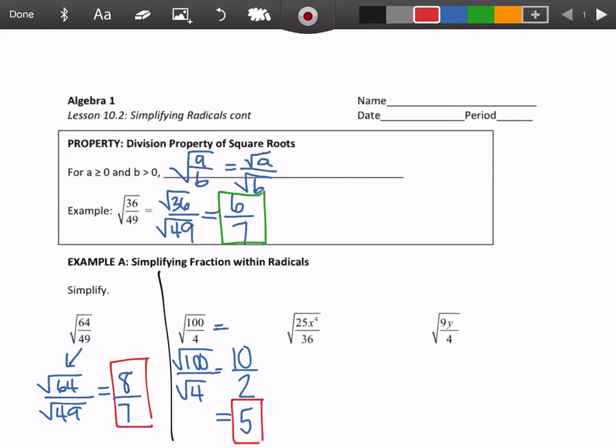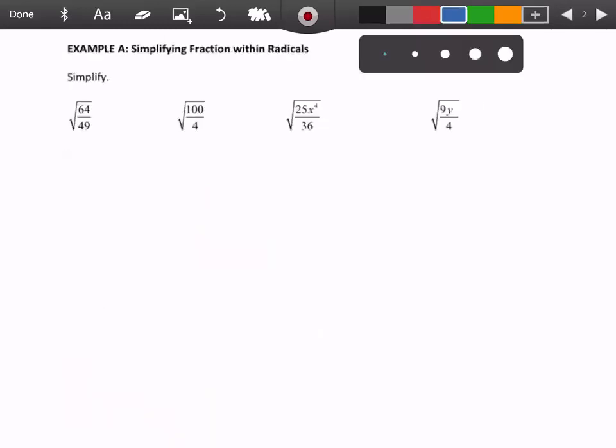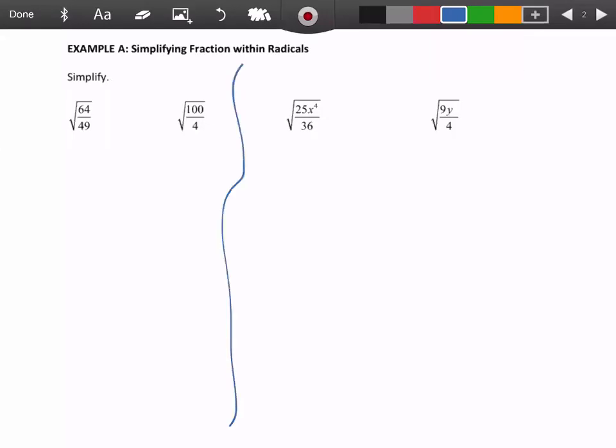So now these next two, they're a little bit different because we have variables underneath the square roots. So what we are going to do with these second two examples is we're going to split up everything. We're going to separate this into the square root of 25 times the square root of x to the 4th over the square root of 36. So the numbers are simple. We can simplify those first. We can simplify the square root of 25 as 5. The square root of 36 is 6.